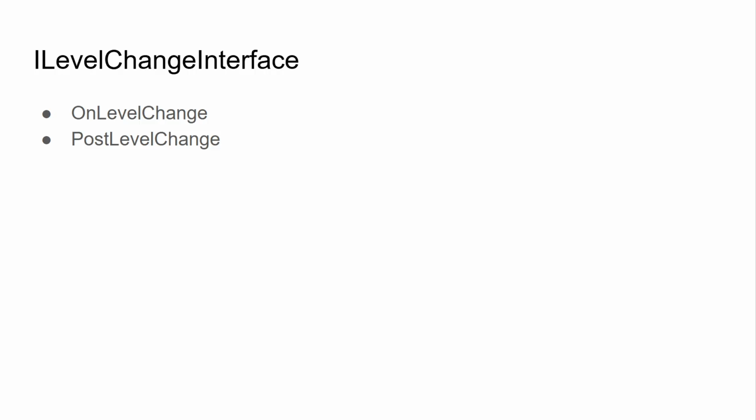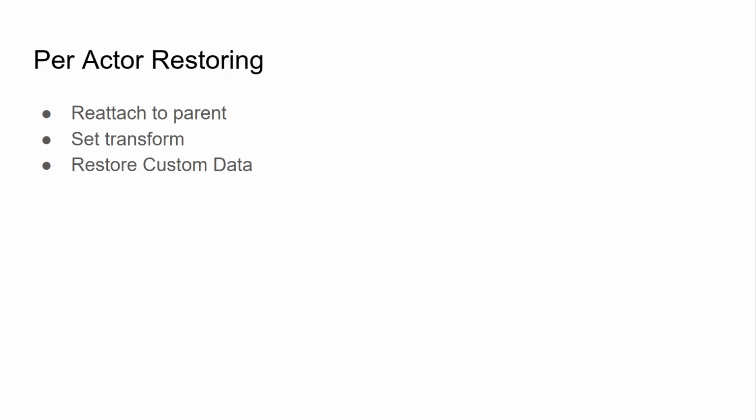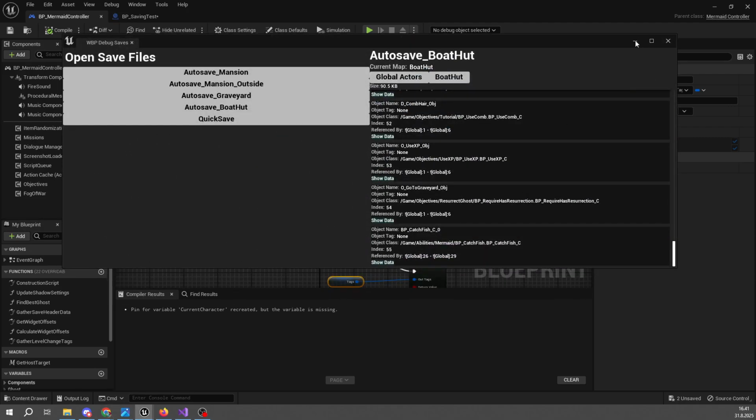For the boat system, I teleport the boat into that position and then attach the player to the boat, and then start moving the boat towards the docks. Per actor restoring, so what happens in actor: reattach to parent, transform, restore custom data. I have a small demo here.